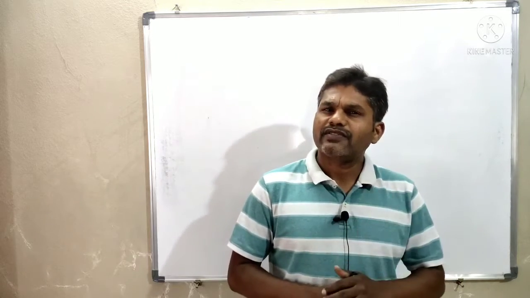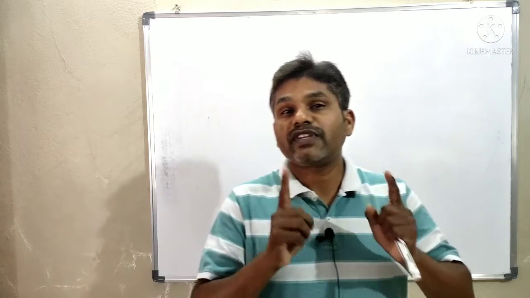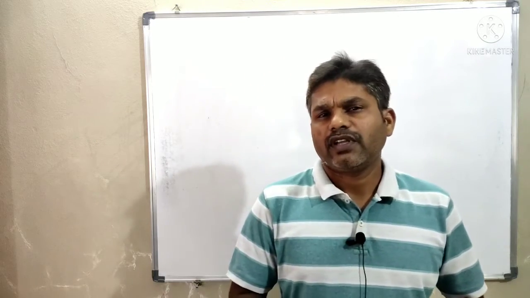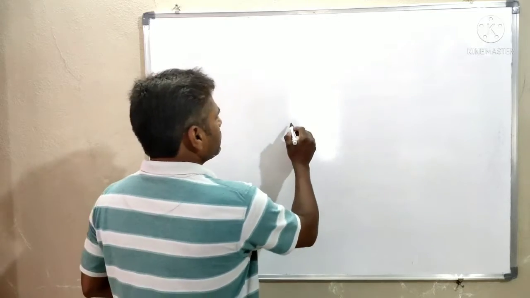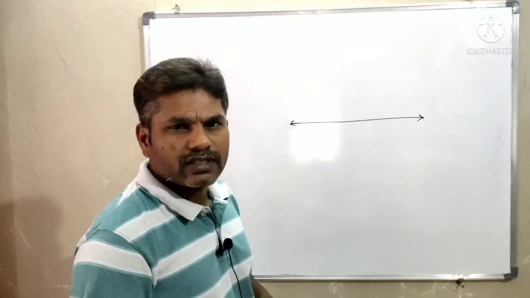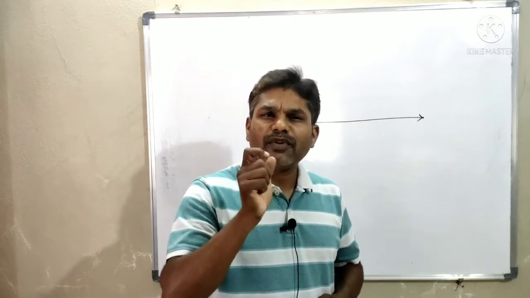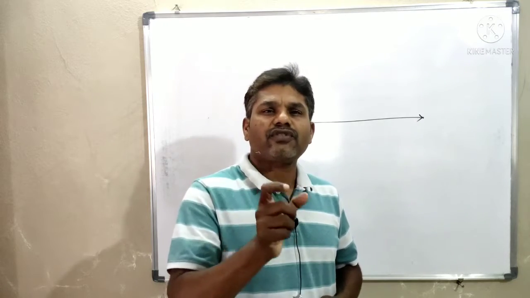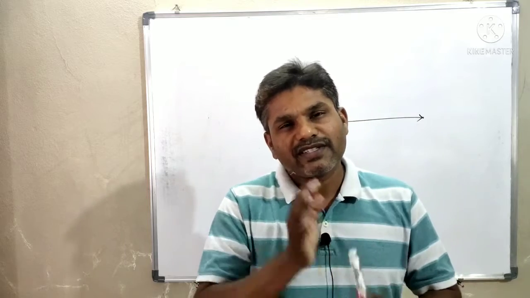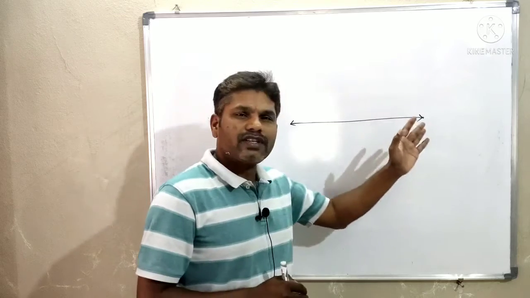Today's topic is very important: how to find the distance between 2 points in a Cartesian plane. See, it's very simple. If you take any line, suppose I am taking this as a line, all of you know that a line is a combination of an infinite number of points. If you combine infinite number of points, then a line will be formed. You cannot say how many points are there on that line.